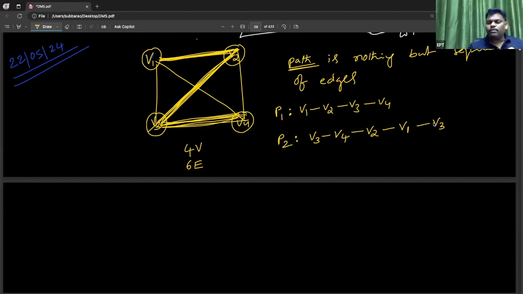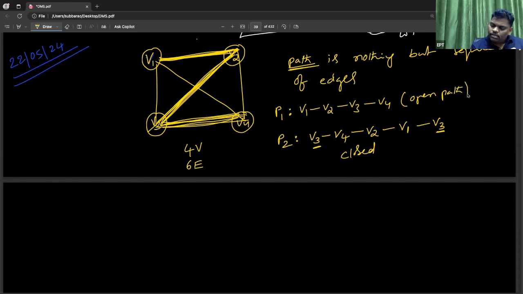Is it also a sequence of edges? Yes, this is also a path. In this path, the starting vertex is equal to the ending vertex. It is a closed path. Right? The above one is an open path.